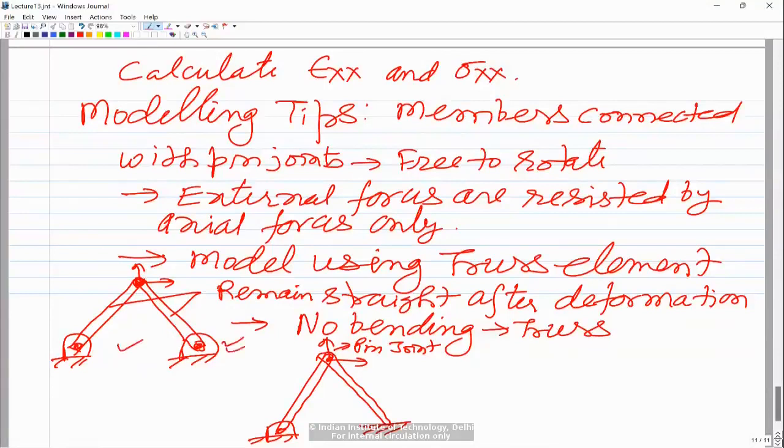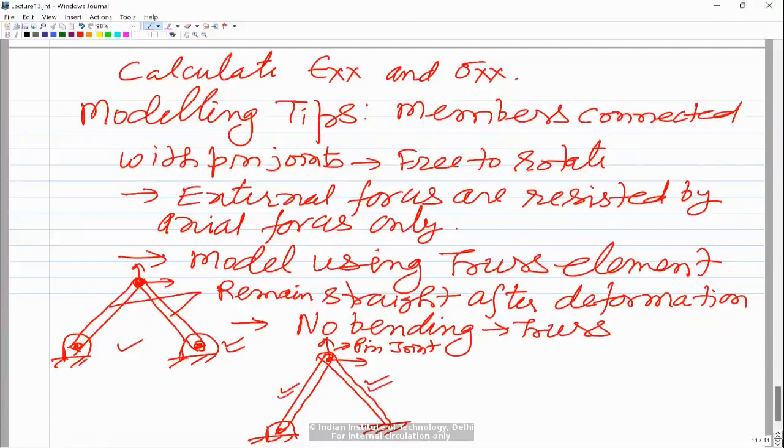So if this is fixed here, then its rotation is not allowed, and if its rotation is not allowed, this has to be modeled using frame element. So this particular member you have to model using frame element, and this particular member you have to model using truss element with 2 degrees of freedom, that is capital U and capital V.